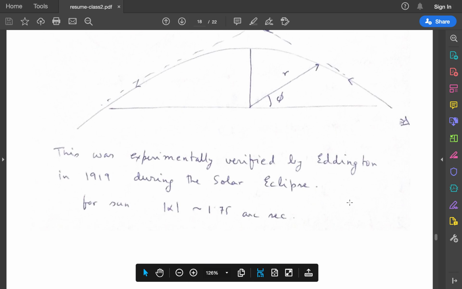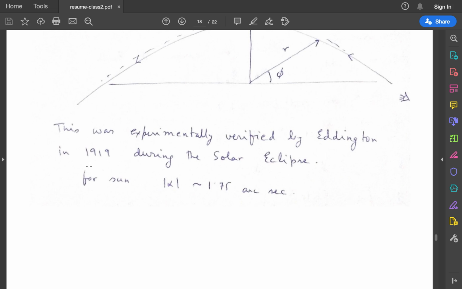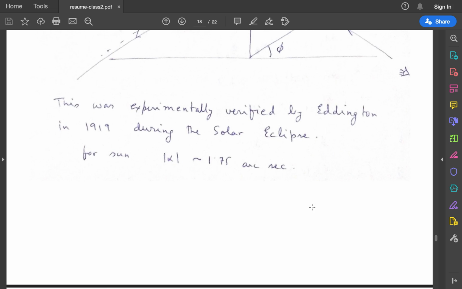And this deflection around the Sun was experimentally verified by Eddington in 1919 during a solar eclipse, and for the Sun he calculated this alpha to be 1.75 arcseconds. Okay, so this was the second verification of the Einstein equations.